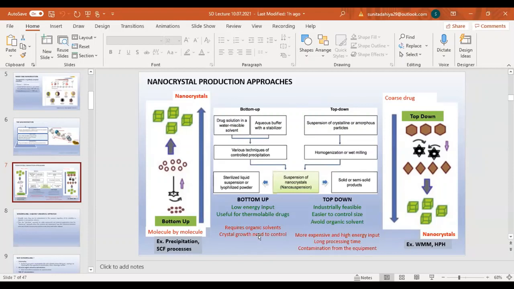Also, when you incorporate a large amount of the organic solvent for the preparation, you have to evaporate that also. And all these steps add to the production cost in nanocrystal manufacturing, whereas top-down approaches are relatively more industrially feasible approaches.